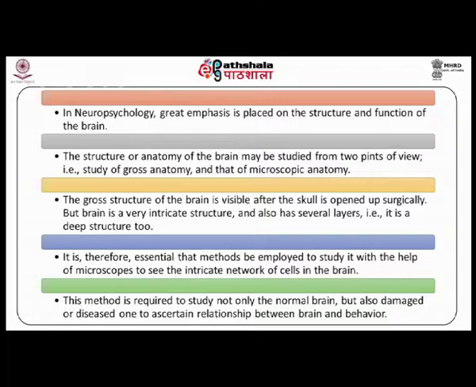The gross structure of the brain is visible after the skull is opened up surgically, but the brain is a very intricate structure and also has several layers, that is, it is a deep structure too. It is therefore essential that methods be employed to study it with the help of microscopes to see the intricate network of cells in the brain.